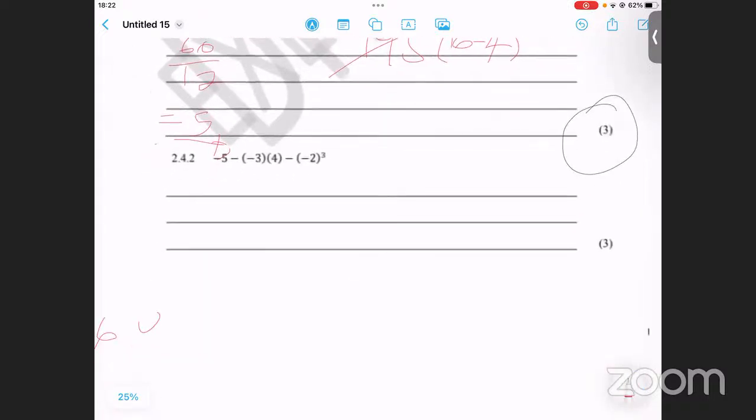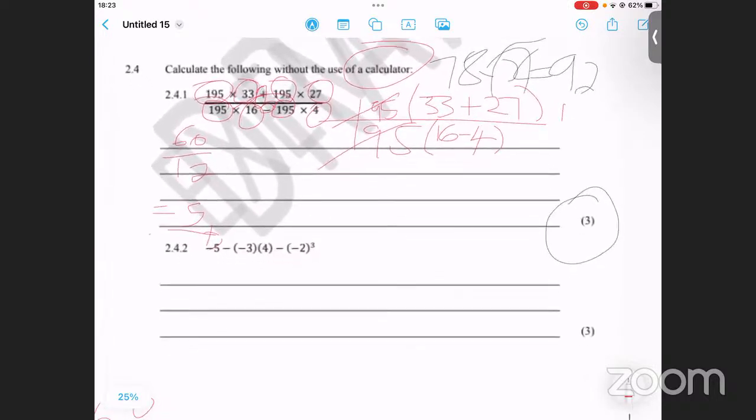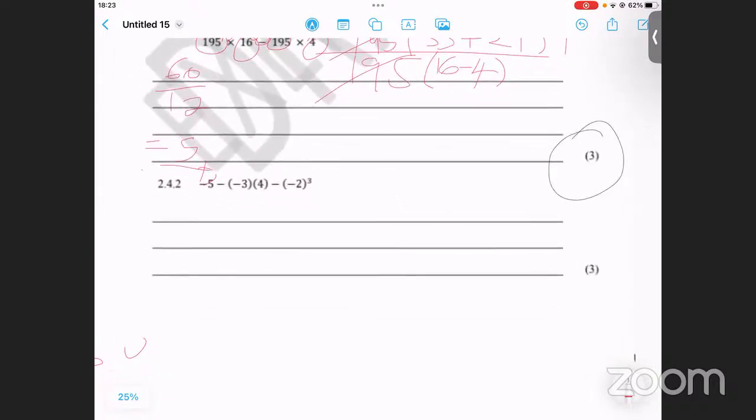Now let's move to 2.4.2. They say calculate the following without the use of a calculator. We have minus 5 minus into minus 3 multiplied by 4 minus into minus 2 cubed. How are we going to calculate this big expression?